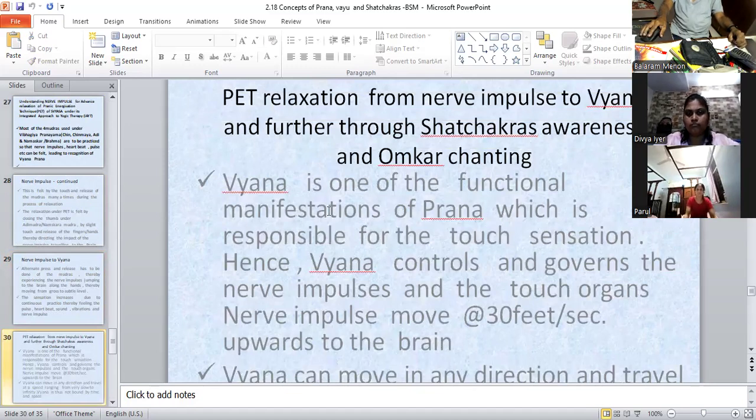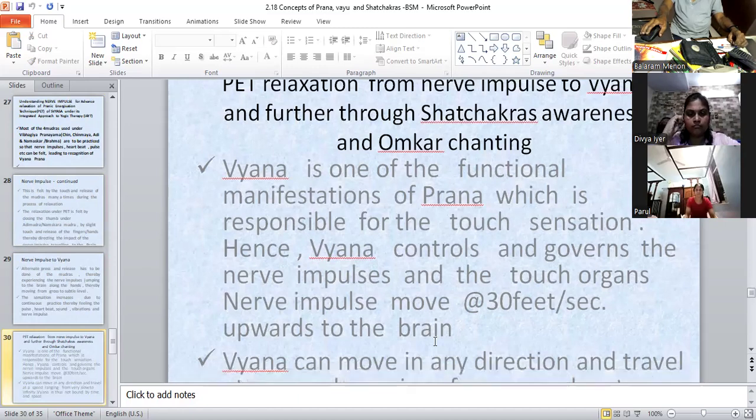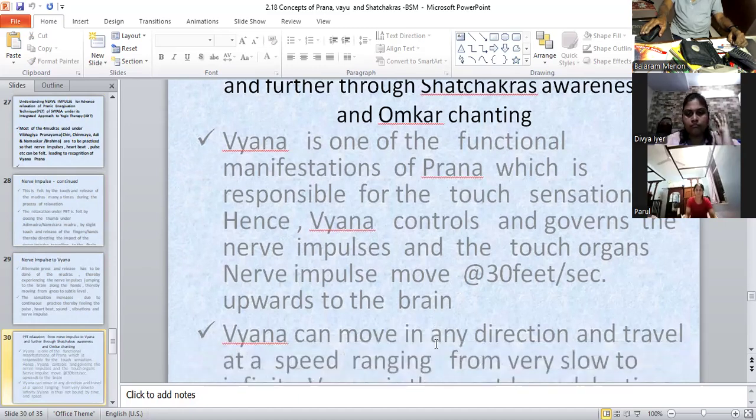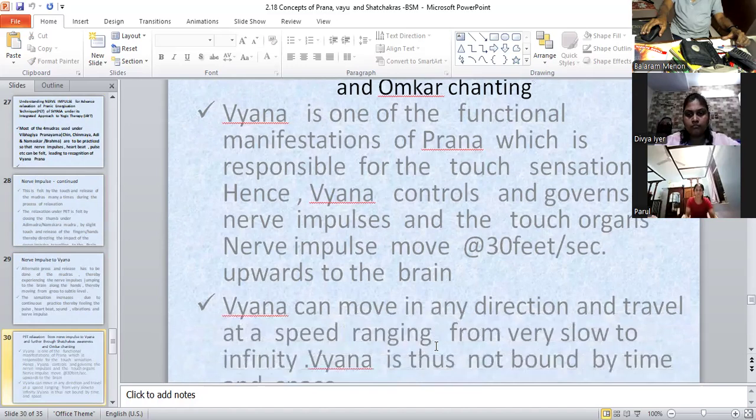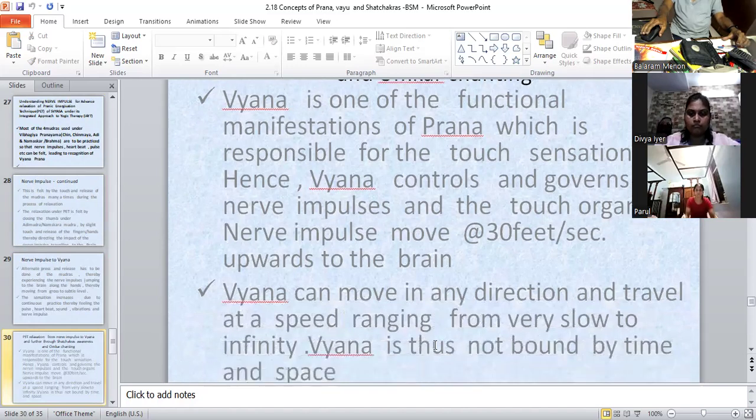Jnana is one of the functional manifestations of prana, which is responsible for touch sensation. Hence, Jnana controls and governs the nerve impulses and the touch organs. Nerve impulses travel at a rate of 30 feet per second upwards to the brain. Jnana can move in any direction and travel at a speed ranging from very slow to infinity. Jnana is thus not bound by time and space.